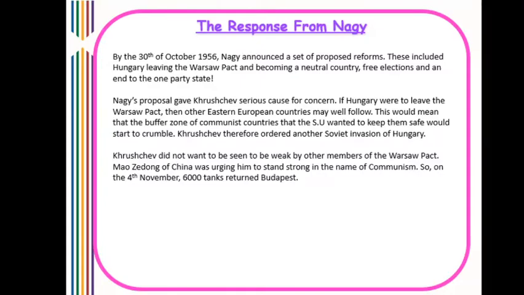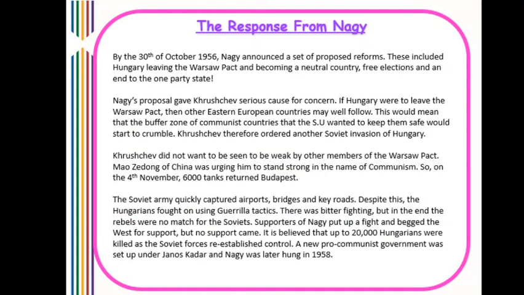So on the 4th of November, 6,000 tanks returned to Budapest again. The Soviet army quickly captured airports, bridges, and key roads. Despite this, the Hungarians fought on using guerrilla tactics, and there was bitter fighting, but in the end, the rebels were no match for the Soviets. Supporters of Nagy put up a fight and begged the West for support, but no support came. It is believed that up to 20,000 Hungarians were killed as the Soviet forces re-established control. A new pro-communist government was set up under János Kadar, and Nagy was hung in 1958.